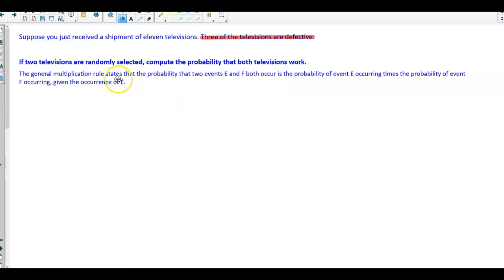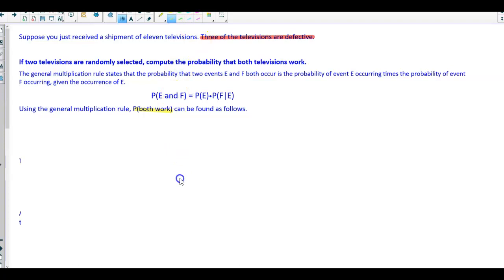The general multiplication rule states that the probability that 2 events E and F both occur is the probability of event E occurring times the probability of event F occurring given the occurrence of E. So here's the formula for that. Now we're going to use the general multiplication rule. The probability that both work is the probability that the first works times the probability that the second works provided that the first works.